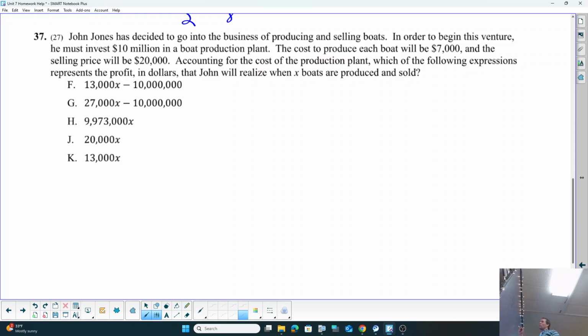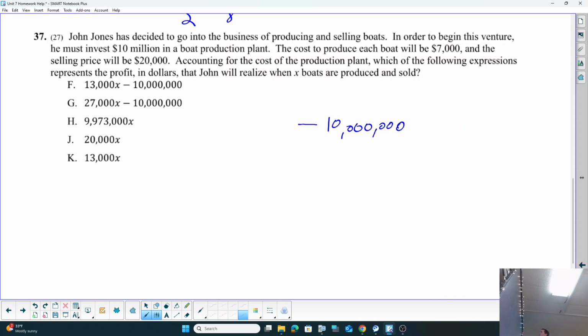Okay, let's see. Well, you are going to have to minus the initial $10 million for sure, because you have an initial investment of $10 million before you can get that investment, right? That's tricky. So you must invest $10 million. That's your initial cost. Do they give us a rate? No, they just say the initial cost is $10 million. The cost to produce each boat will be $7,000.